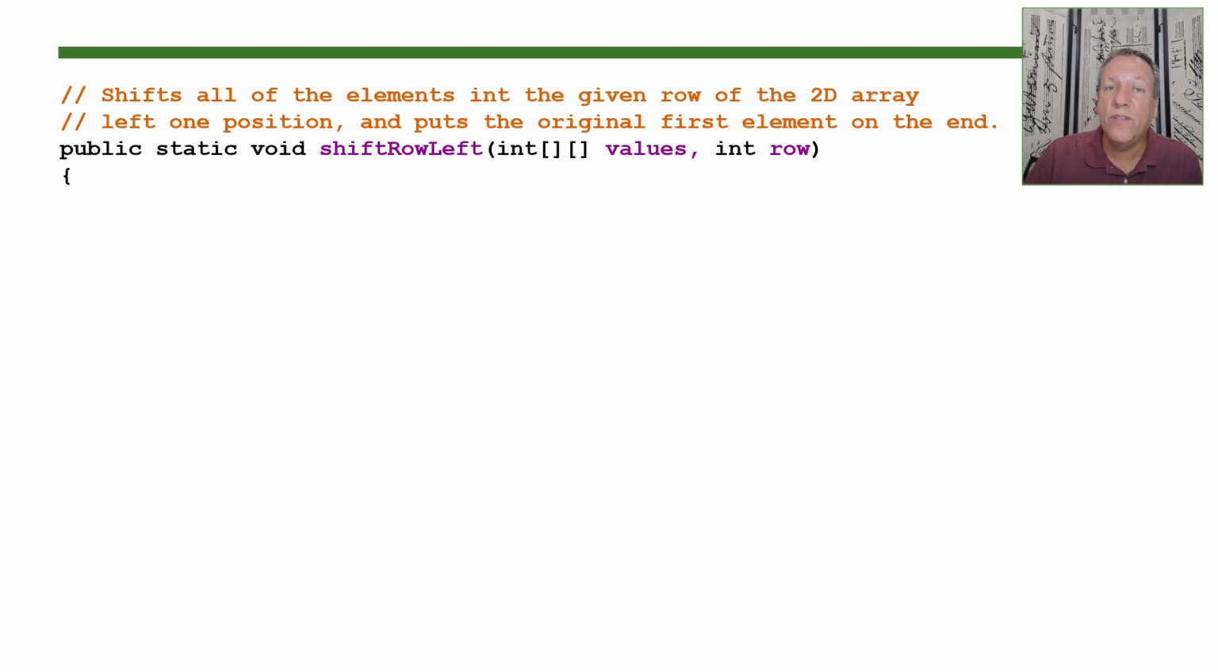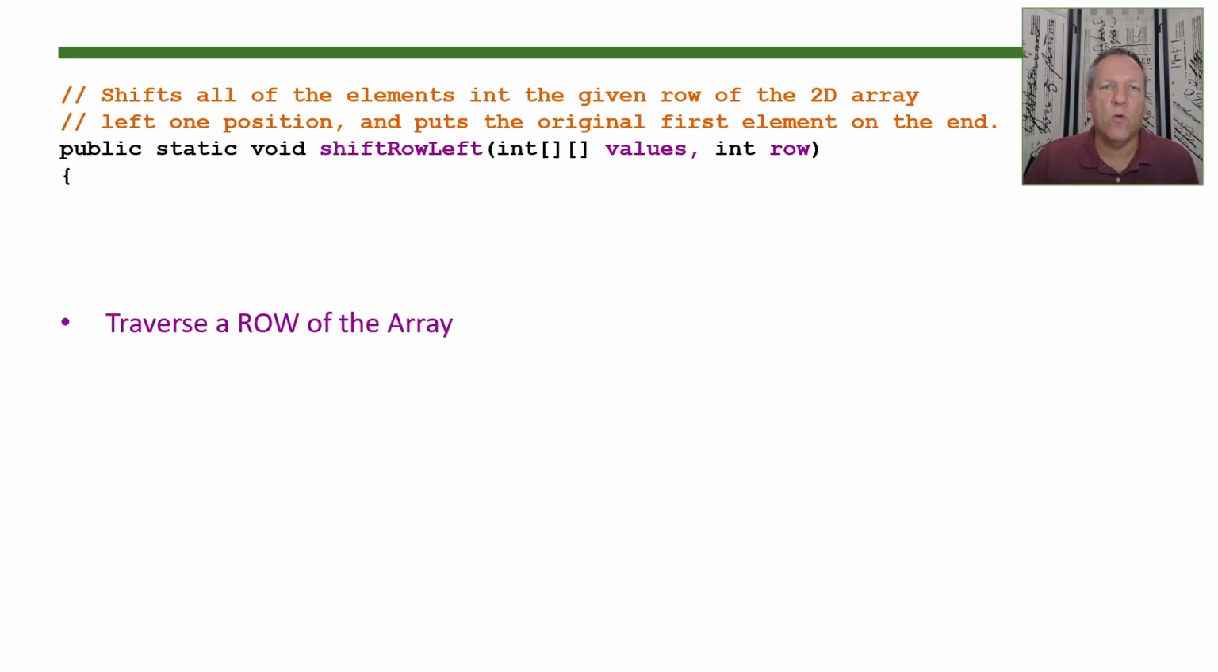All right, let's try something else. How about this? Within this method, we want to shift all the values within a particular row of a 2D array one position to the left. And while doing so, we also want to take the original leftmost value, or the first value in that row, and transfer it to the end, or the rightmost position of the row. Again, let's discuss our algorithm first.